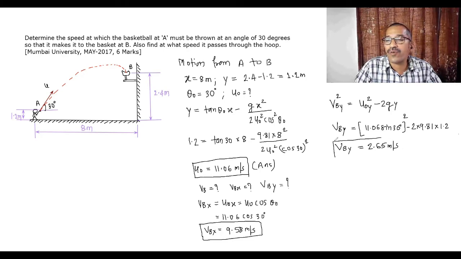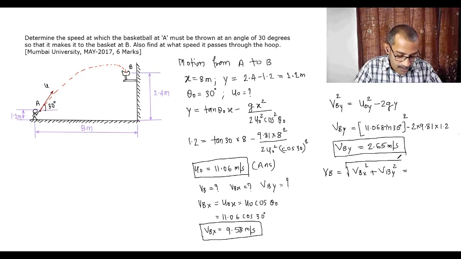Now, as you know the two components of velocity, if you want to find the resultant velocity, simply apply the Pythagoras theorem. VB equals square root of VBX square plus VBY square. Substitute your values of VBX and VBY which we have just calculated, 9.58 square plus 2.65 square. If you find this value, the answer VB comes out to be 9.94 meters per second. This is your velocity.